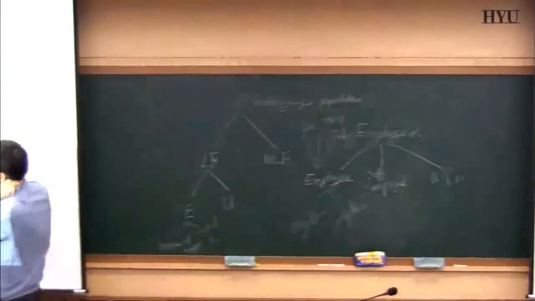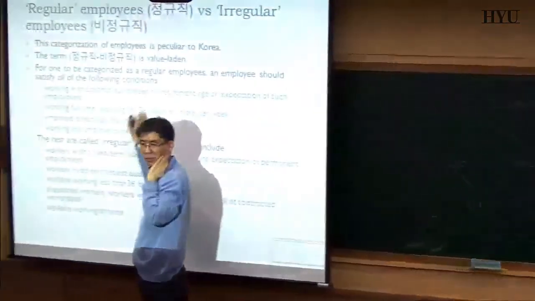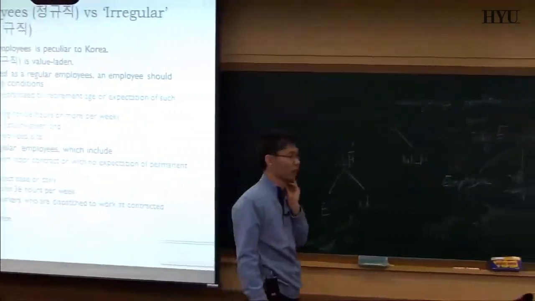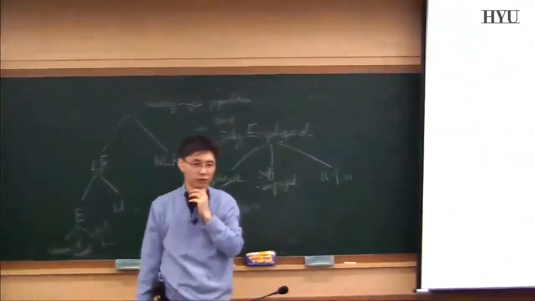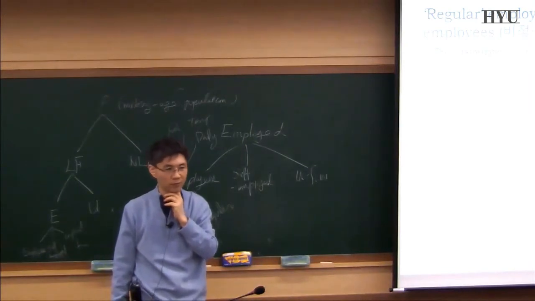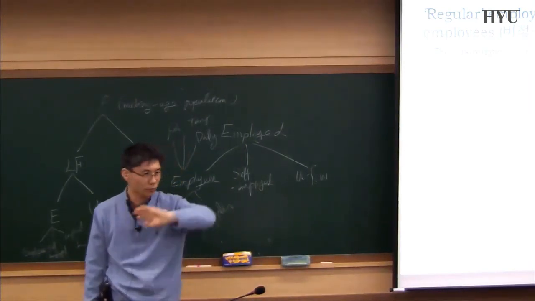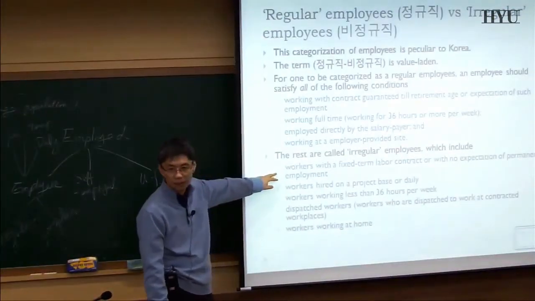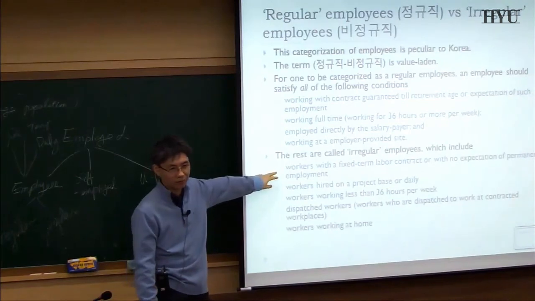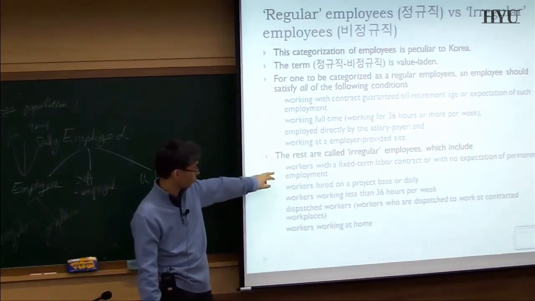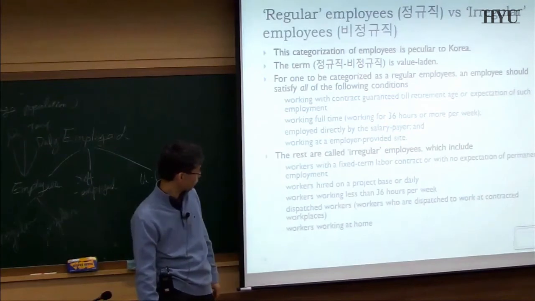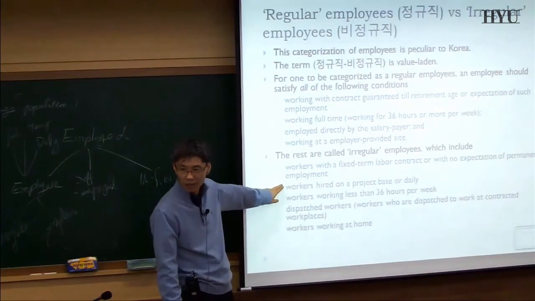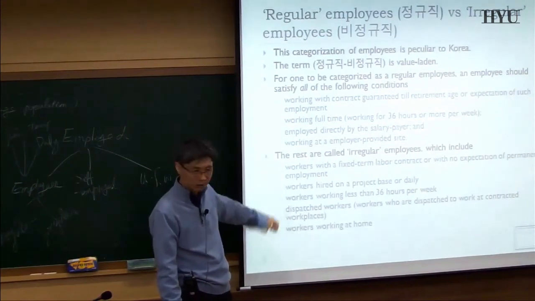So the rest are called irregular employees. We define regular employees, and then all the others are called irregular employees. So they are a very heterogeneous group. They are not the same. All sorts of people are in there. For example, workers with a fixed-term labor contract, like our young professors, or with no expectation of permanent employment, and workers hired on a project basis or daily, like a lot of artists.